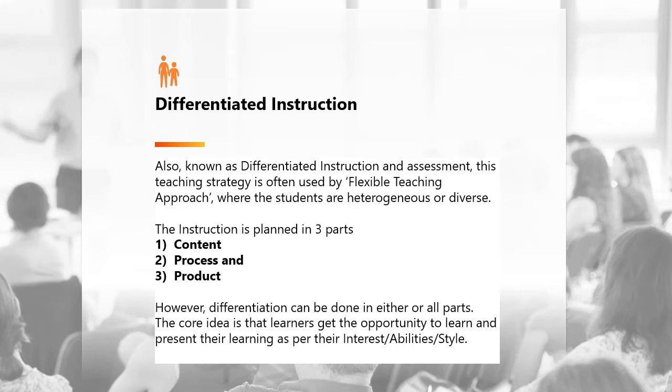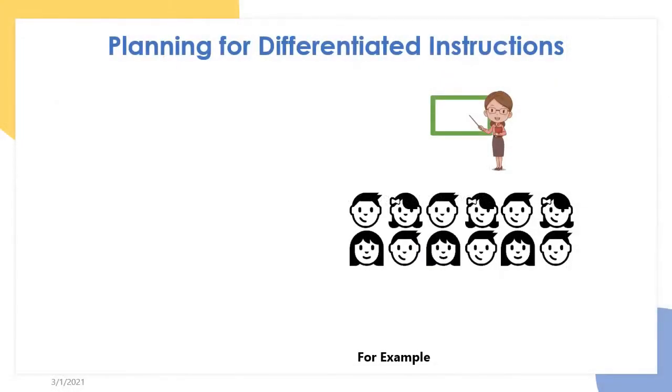This teaching strategy is often used as a flexible teaching approach, where the students are heterogeneous or diverse. The instruction is planned in 3 parts: content, process, and product. However, differentiation can be done in either or all parts. The core idea is that learners get the opportunity to learn and present their learning as per their interest, abilities, or style. Let's check the planning for differentiated instruction.